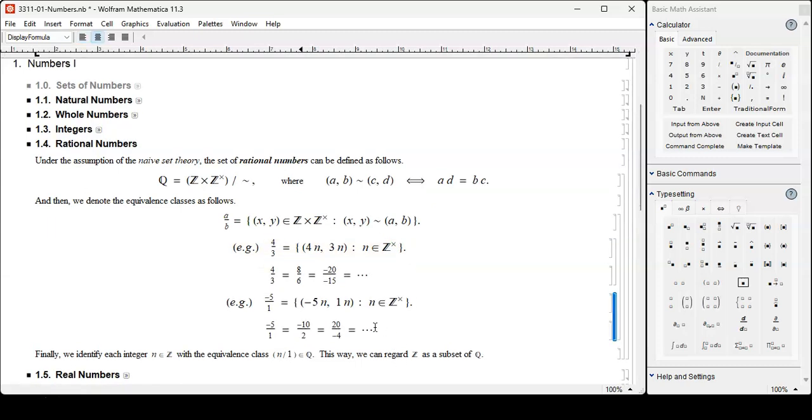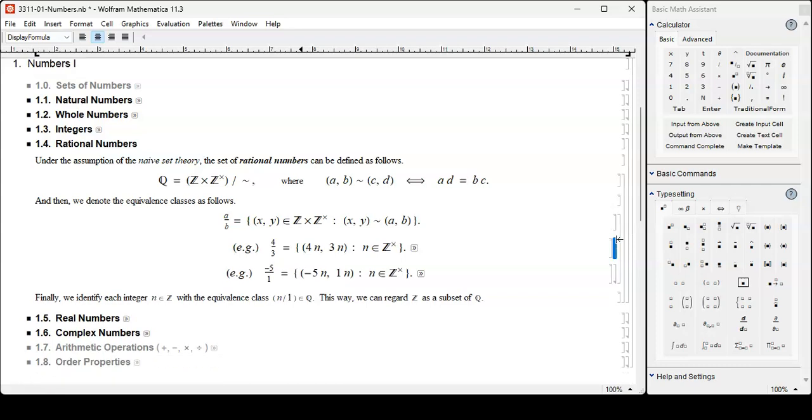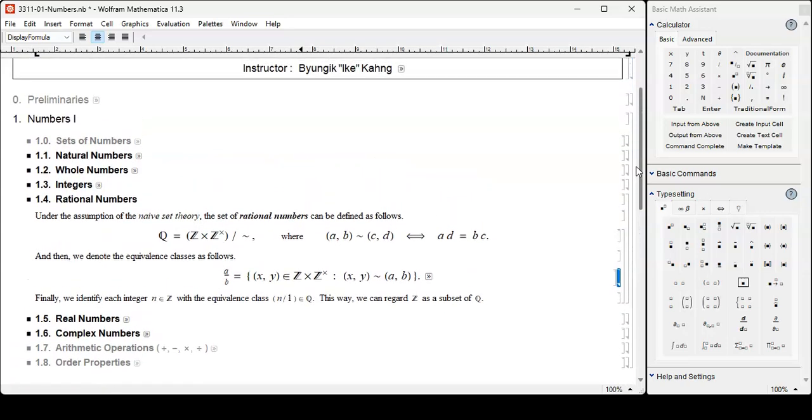Here's another example. They're all the same. All the elements there are of this form. So they are the same equivalence classes, different representatives. And of course, you want to take the lowest terms. Finally, we identify each integer with n over 1, which belongs to Q.